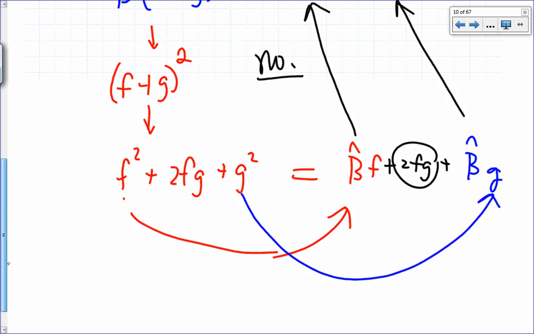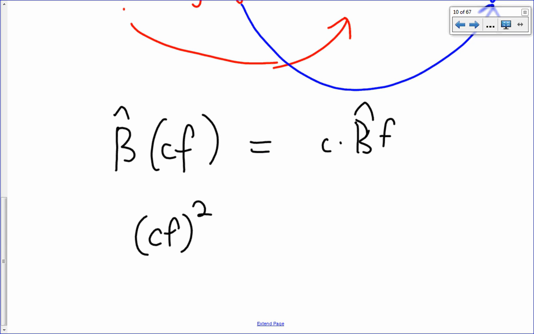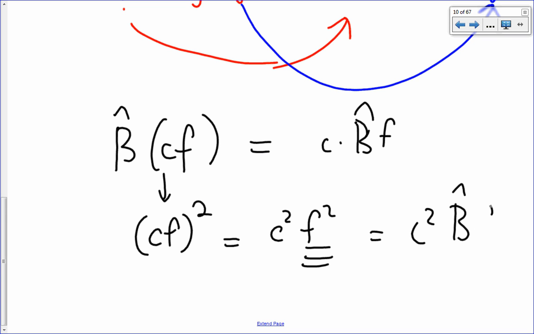You don't even have to test the second condition, but let's test it anyway. What's the second condition? B hat operating on cf: is that the same thing as c times B operating on f? What does B do to the function? Squares it. So (cf) squared is equal to c squared f squared. And what is f squared? That's just B hat operating on function f. And when can this be true? If c is equal to c squared. In general, c is not equal to c squared. The only way this can be true is if c is 1 or negative 1 or 0. So in general, the answer is no, right? So B is not a linear operator as we have defined it here.